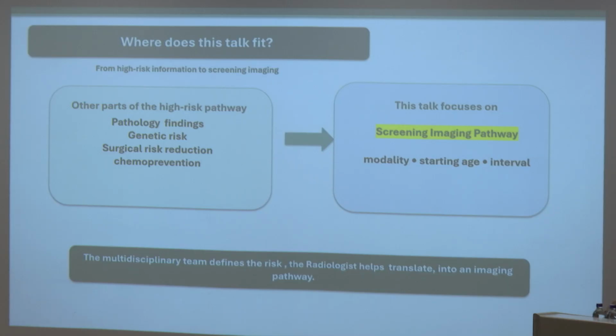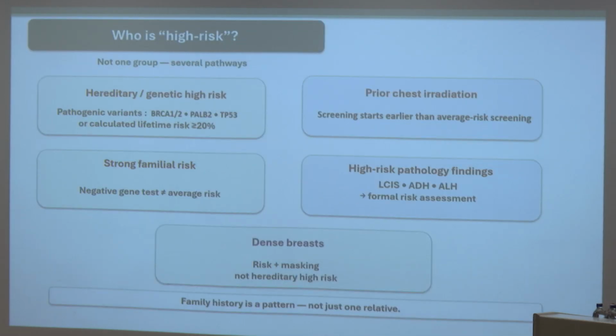The multidisciplinary team is not only the genetics or the others, but the surgeons, the clinicians, even the personal doctors, who define the risk. And the radiologist helps translate it into an imaging pathway. So I will speak about 5 groups, but they have some subgroups, in order for the management. And to mention that it is not one group. There are several pathways even within the 5 categories.